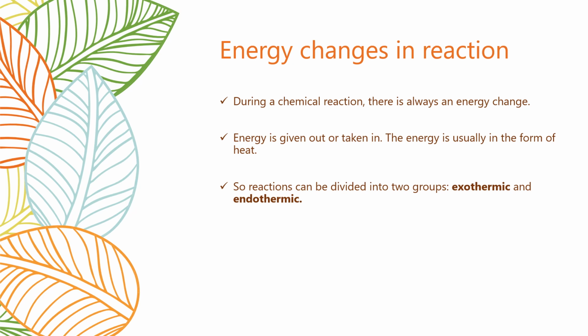During a chemical reaction, there is always an energy change. Energy is given out or taken in. The energy is usually in the form of heat, but some may be in the form of light and sound. So reactions can be divided into two groups, which are exothermic and endothermic reactions.